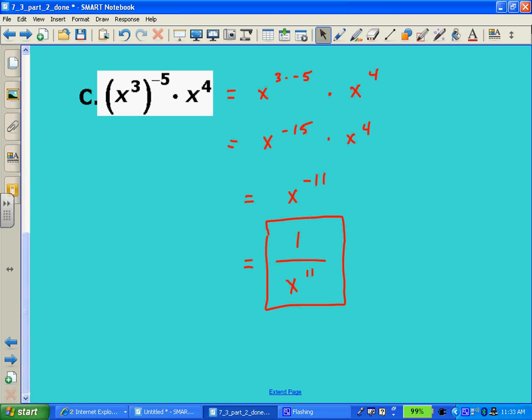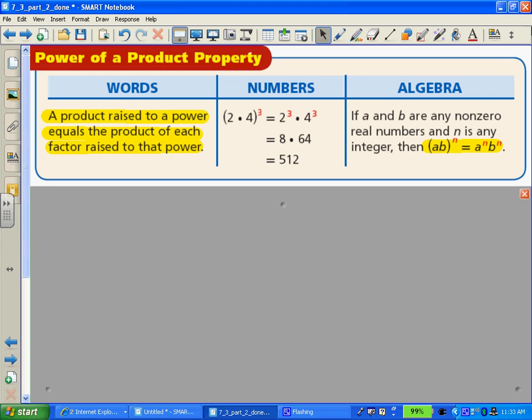Okay? So if I have a power to a power, I'm multiplying the two powers together.